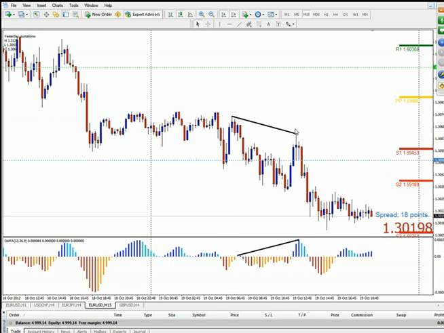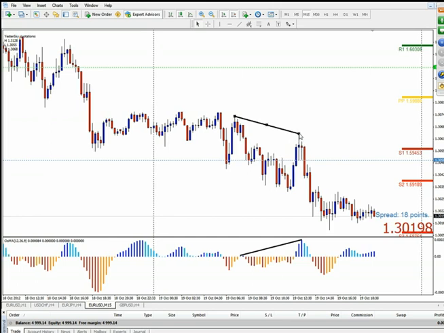But if this high was higher than this lower high here, it would not be hard to see divergence. Say this high came up to here. That would not be bearish hard to see divergence, because this is not divergent. It needs to diverge from each other.